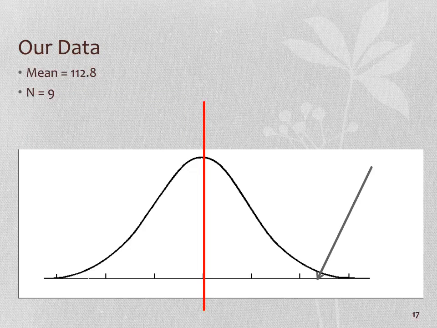So we know that IQ scores are normally distributed. The population mean is 100, population standard deviation is 15. Say that we collect data from all the students in Aubrey, and we find a mean of 112.8, and that's based on 9 people.